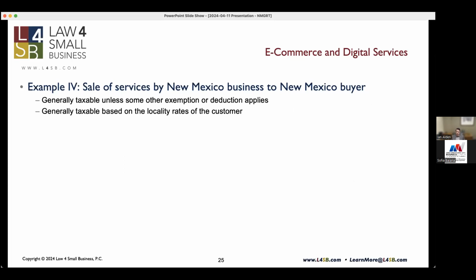Looking at services, because like I said, they are treated differently. Sale of services by a New Mexico business to a New Mexico buyer. Same thing as sale of goods, generally taxable unless some other exemption or deduction applies.